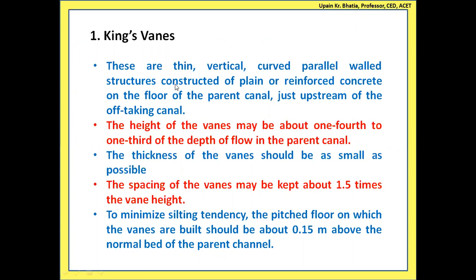So there are many attributes of these vanes. One attribute is that these are thin walls. These are all walled structures, so it is a thin structure. Vane, and this S makes it plural. Every vane is a thin structure and all the vanes are thin walled. So these are thin, vertical, curved, and parallel walls. It is a set of parallel walls which are very thin. They are made vertical and they are not straight, they are curved.